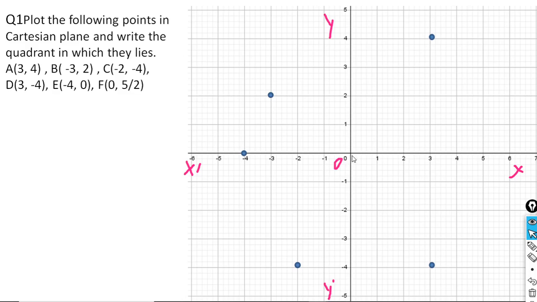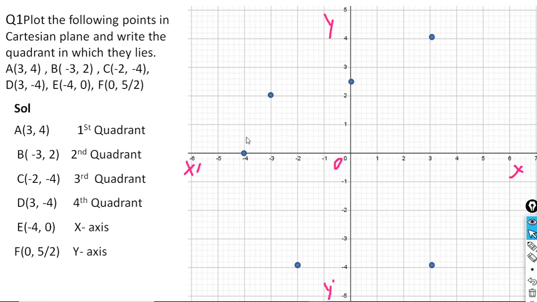Last point is point F. For the point F, x is 0. X is 0 means we are not moving right or left. And y is 5 by 2. 5 by 2 means it is 2.5. It lies on the y-axis in the upward direction, 0 and 5 by 2. So this is the position of point F. So we want to check here in which quadrant they will lie. We see that the first point A lies in the first quadrant, point B in second, point C in third, point D in fourth, and the point E lies on the x-axis, point F lies on the y-axis.